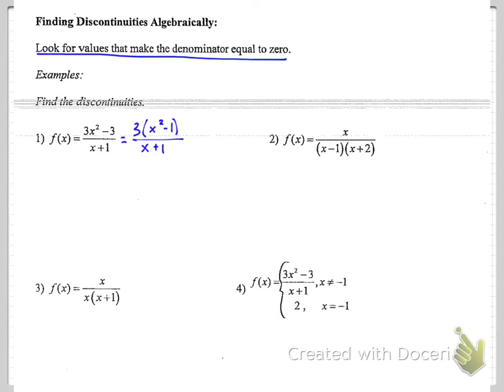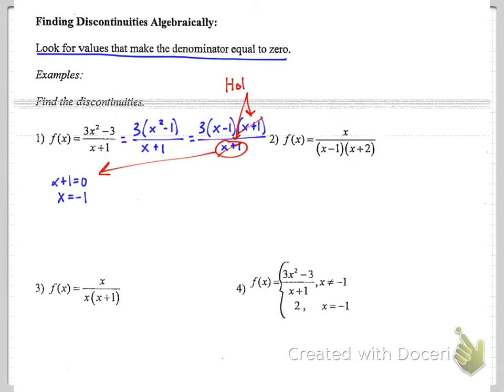So let's do this first one here. First, I want to factor this. I notice a GCF of 3 in the numerator, and I notice a difference of squares, so I get this. The x plus 1, that's in the denominator, so that's going to be our discontinuity, and I'm going to set it equal to 0, which gives us x equals negative 1.